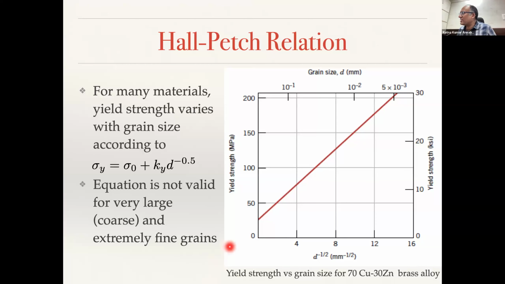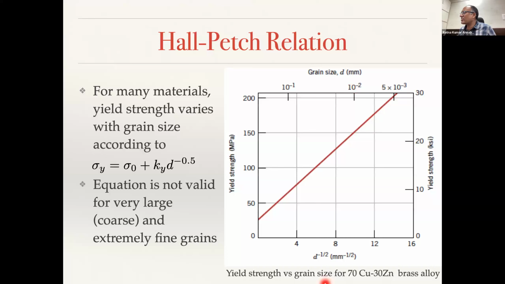Am I increasing my grain size or reducing my grain size when I go from left to right? Reducing the grain size. As per this equation, you can see that this is my sigma naught, and then it is increasing. So this is your coarse grained yield strength, and because I am reducing my grain size, I can see that my yield strength is increasing.